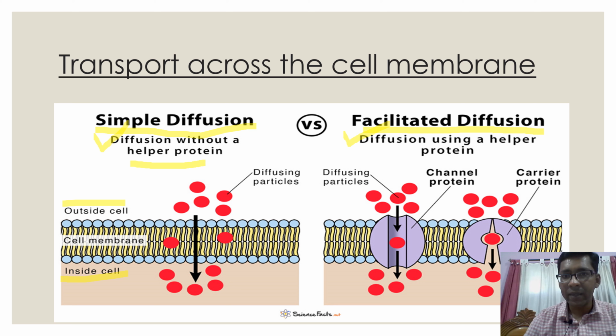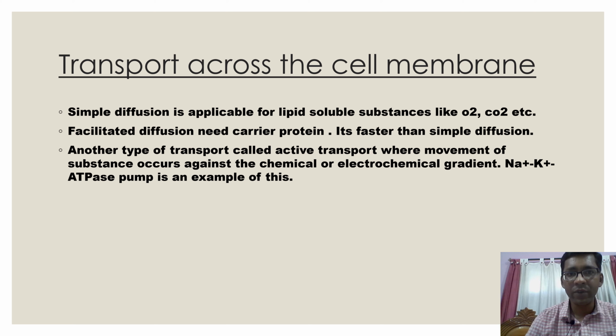And in facilitated diffusion, this is inside the cell, this is outside the cell. If any particle is coming, it takes a helper protein, channel protein, and goes inside the cell. So this is nothing but a helping hand, and this has no helping hand, simple diffusion. Simple diffusion is applicable for lipid soluble substances like oxygen, carbon dioxide, etc. Facilitated diffusion needs carrier protein. As it needs a carrier protein, the process is faster than simple diffusion.